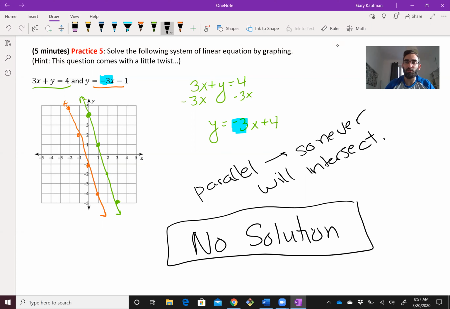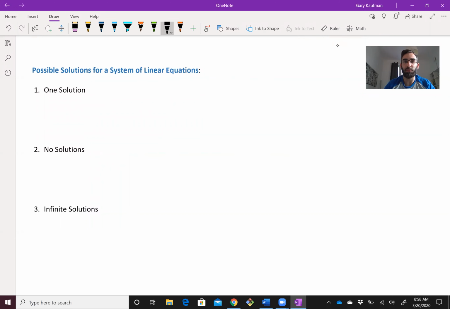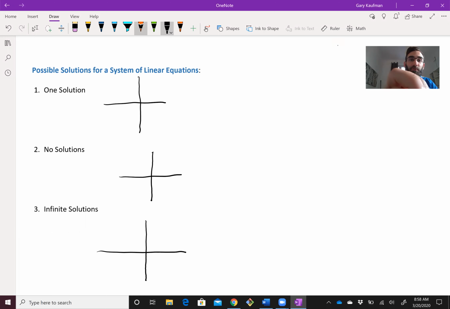So this allows us to draw a conclusion, that the possible solutions for a system of linear equations is 1, no, or infinite solutions. So I'm just going to draw 3 small graphs to give examples of them. Now, one solution is what we saw a lot of. The idea is we have one graph intersecting another, and there's the solution right there.